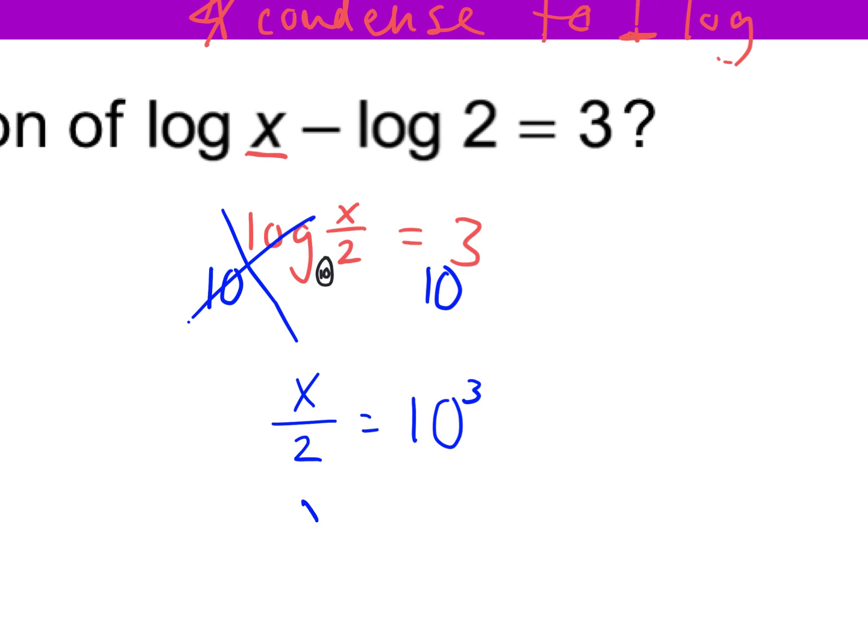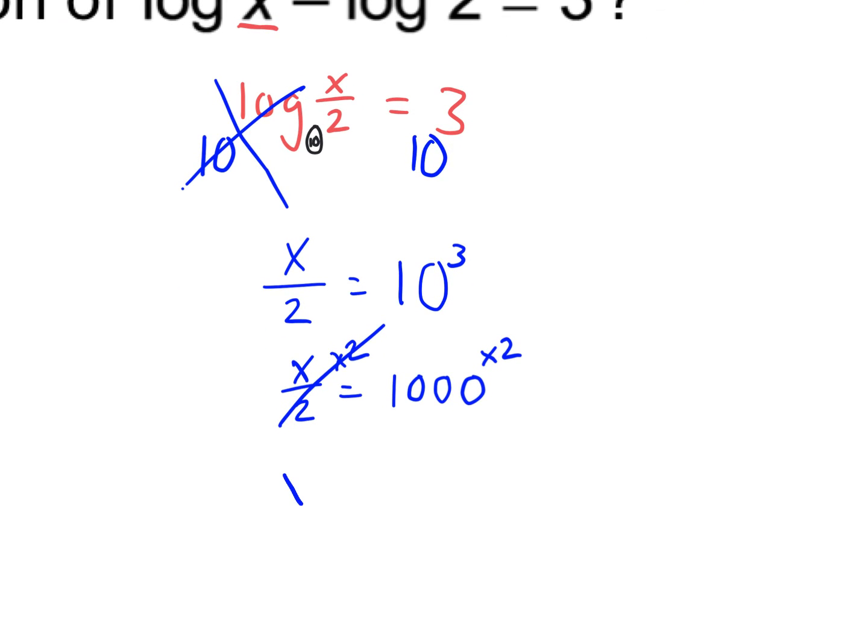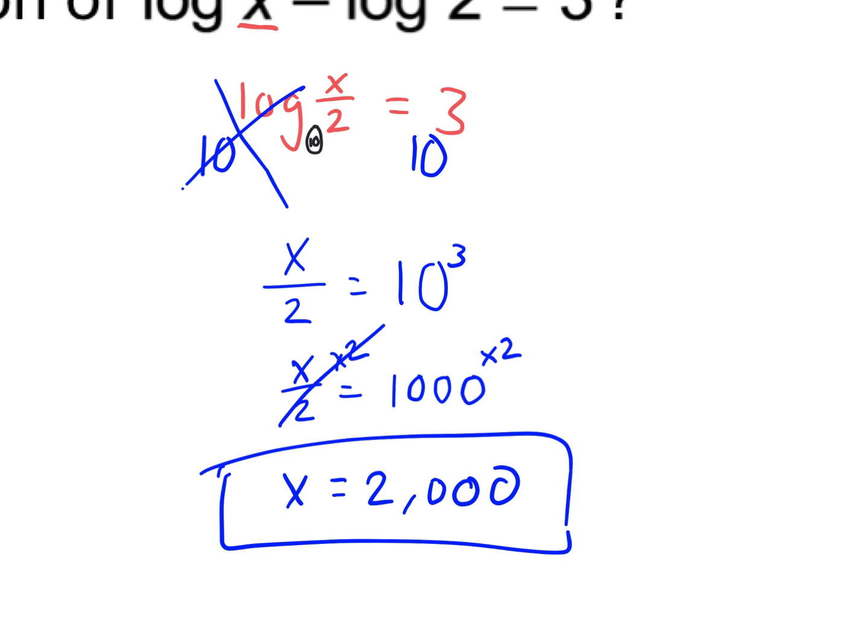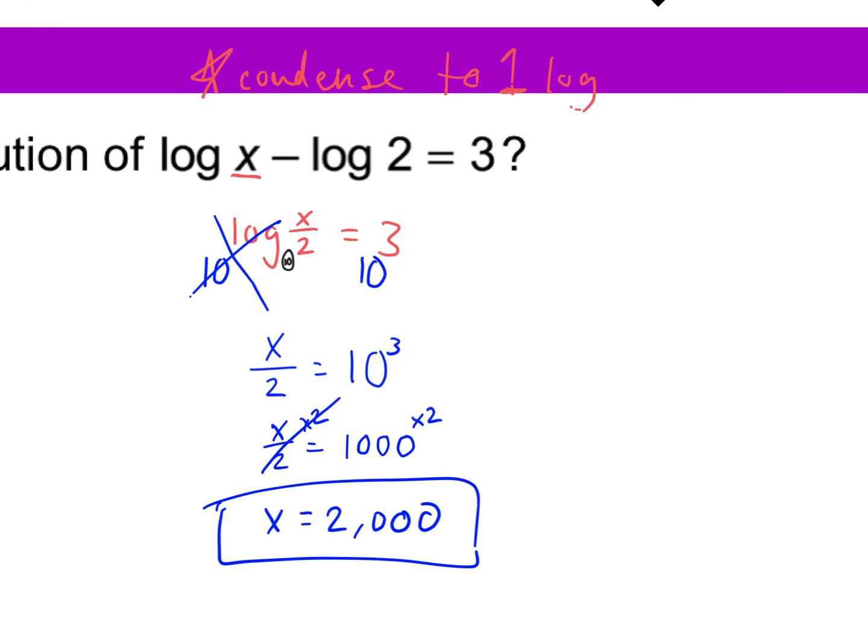What's 10 to the third power? 1,000. And then what should we do next? Multiply. Since x is being divided by 2, we do the opposite of division, which is multiplication. So we're multiplying both sides by 2. So this is x is equal to what? 2,000. And that's our answer. So super important for these that you condense it to one log first.